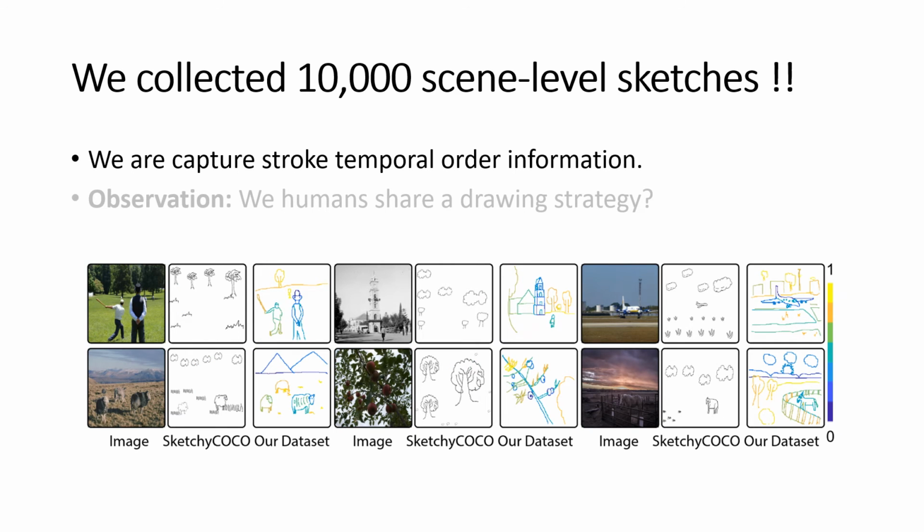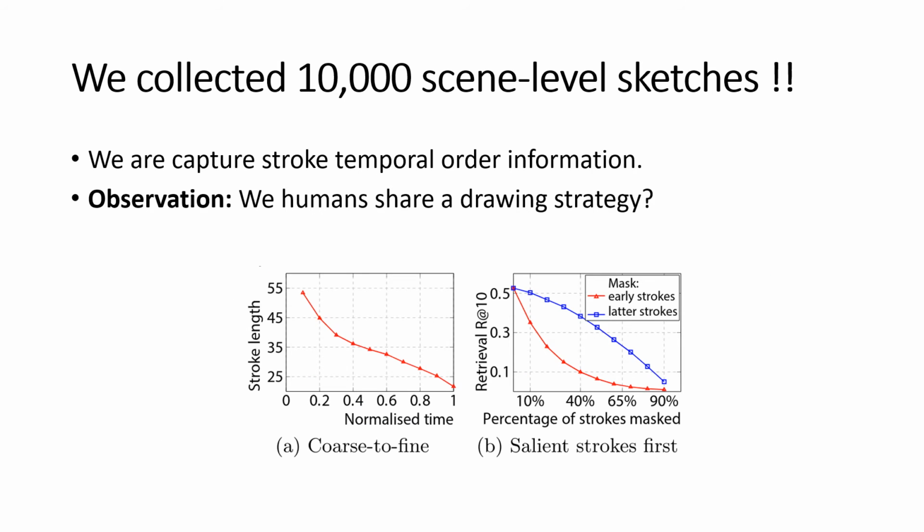Okay, so we know what we humans describe when we are drawing, but do we all draw alike? Or in other words, do we somehow implicitly share a common drawing strategy? Our FS-COCO captures stroke temporal order information. Let's see what this temporal order information can tell us. Plotting the average length of each stroke, as we keep drawing it becomes smaller with time. In the beginning of a drawing, we draw longer strokes, but towards the end, we draw shorter strokes. In other words, we follow a coarse-to-fine sketching strategy.